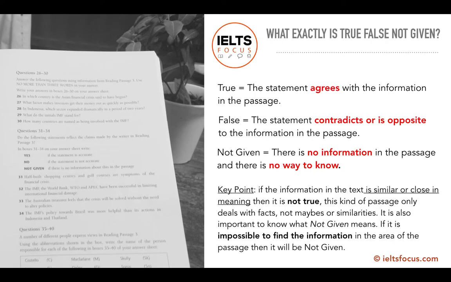So there's a key point: if the information in the passage is similar or close in meaning, then it's not true. This kind of passage only deals with facts. It's not about what might be or maybe or a similarity. It's only based on facts. And it's also important to know what not given means. If it is impossible to find the information in the area of the passage, then it will be not given.